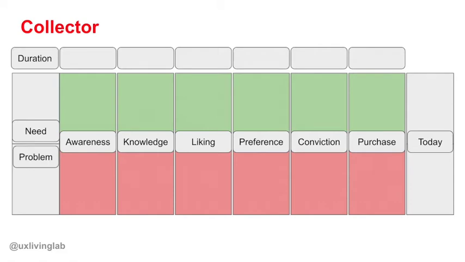Otherwise, he feels that we have to upgrade that environment by using this. That's called opportunity. So you have to collect this information: need or problem, then awareness, knowledge, liking, preference, conviction, purchase, etc. So we have to collect information on these stages from customers.